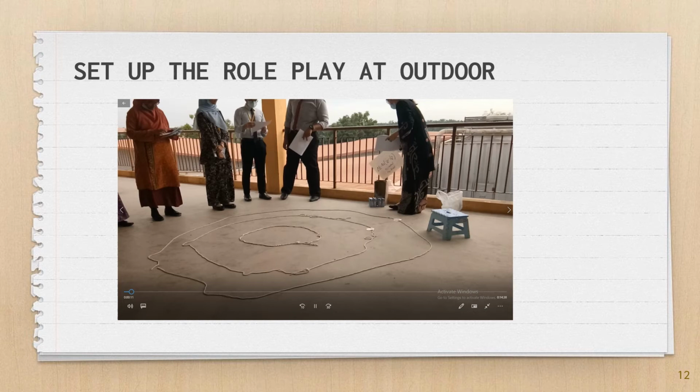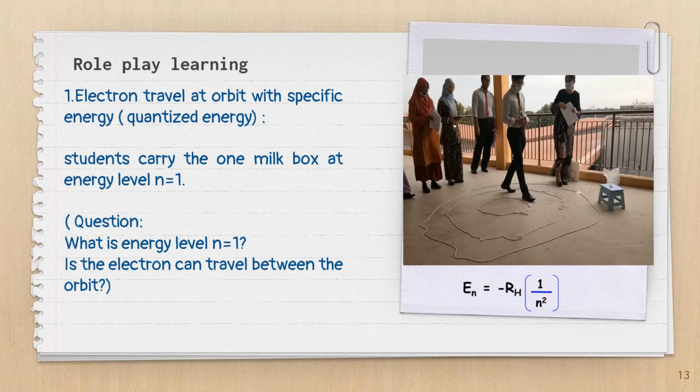We set up the role-play outdoors, using ropes to build the different energy levels, and we label them. The milk packaging represents the energy for the different energy levels. Step 1: to represent the electron traveling in orbit with specific energy, students carry one milk packet at energy level n equals 1. One milk packet represents a specific energy, or a package of energy, which we call quantized energy.